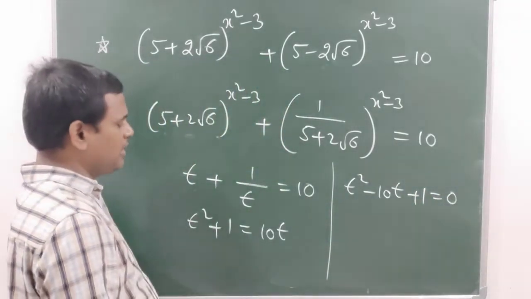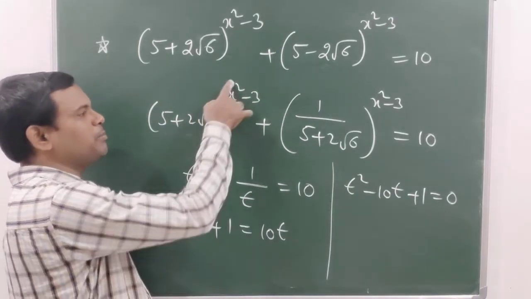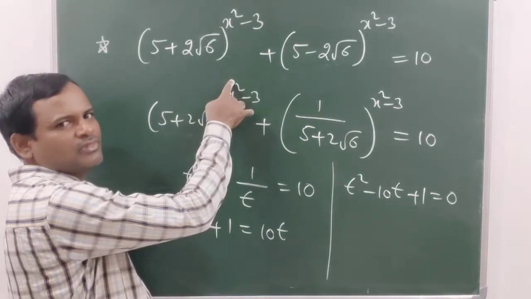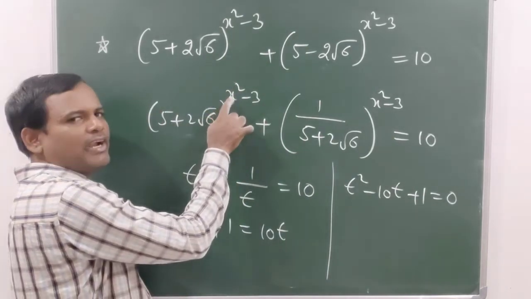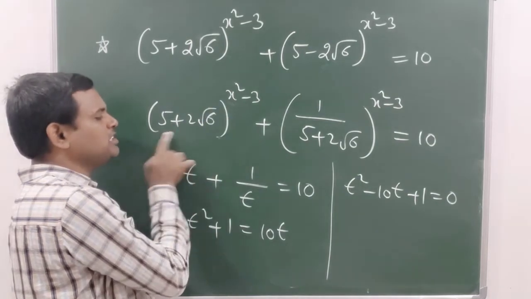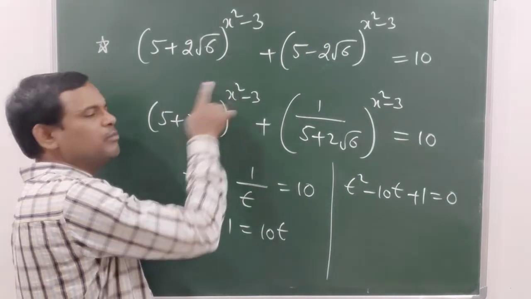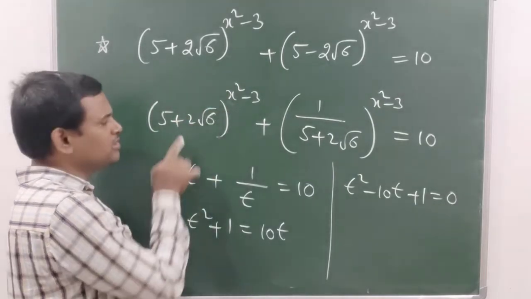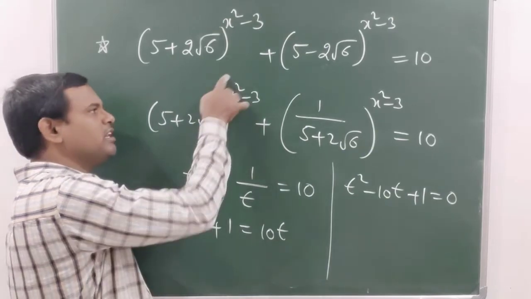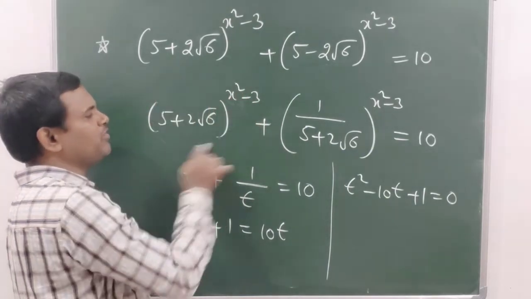Okay? Right. See here, (5 + 2√6)^(x² − 3) is a power function, so it is always positive. Whichever x value you write here, your base is a positive quantity. A positive quantity to any real power becomes positive only. Yes or no? This is a positive quantity. When you come to the power, it may be positive or negative or 0, but the final result will become positive.